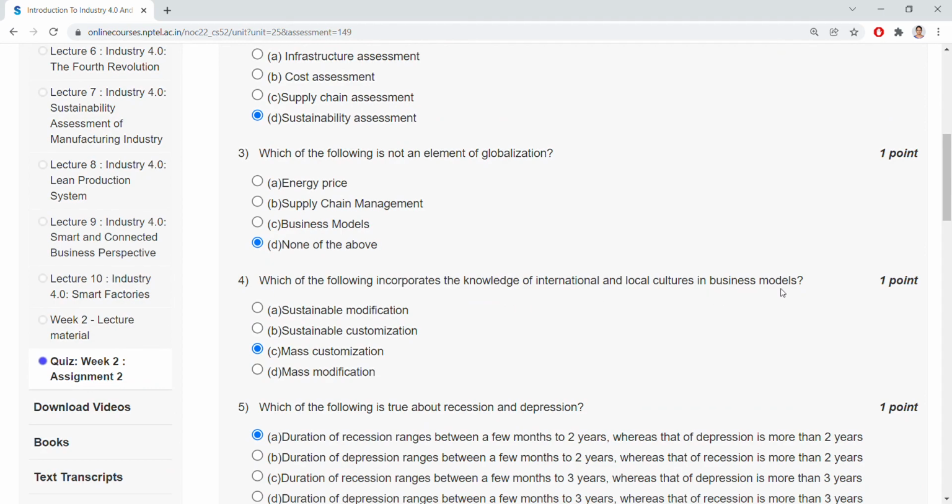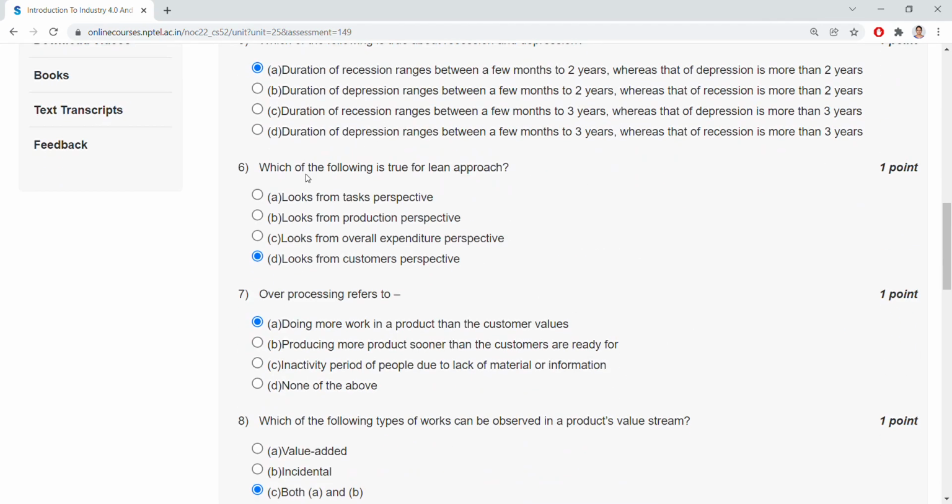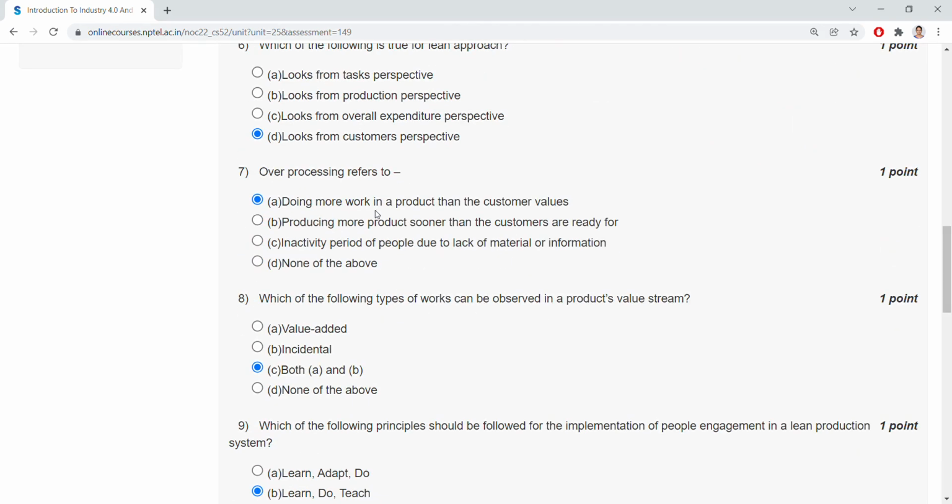Mass customization. Which of the following is true about recession and depression? Duration of recession ranges between a few months to 2 years, whereas that of depression is more than 2 years. Which of the following is true for a lean approach? Looks from customer's perspective. Over processing refers to doing more work in a product than the customer values.